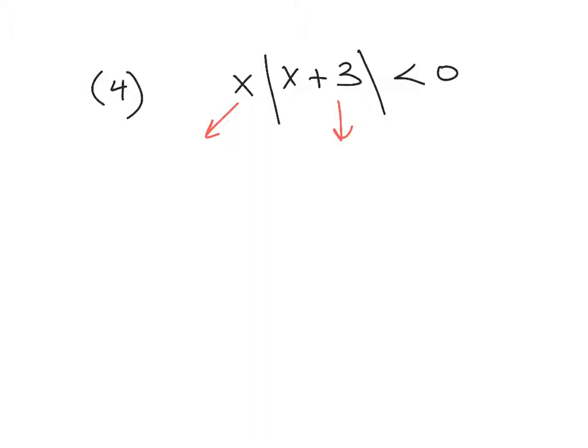Here I have something similar to the polynomial inequality. In this case, I have x times the absolute value of x plus 3. So step number 1 is to find what makes each one of those zero, since these two factors are multiplied. So x equals 0 and x equals negative 3. Step number 2, let's put them on the number line.